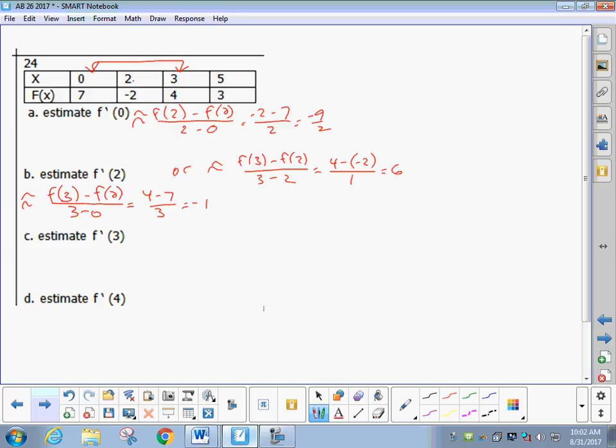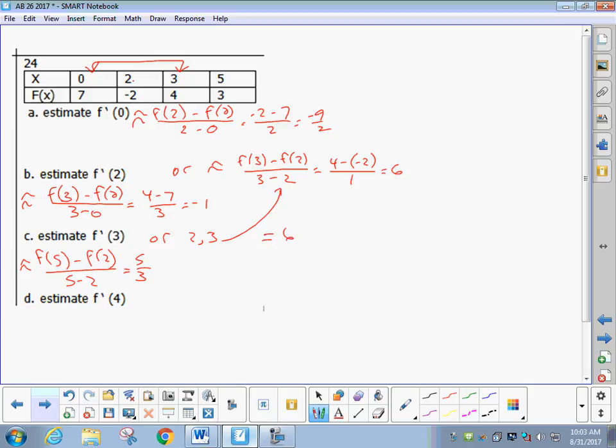F prime at 3. Again, you have a choice between, should I go on either side? If you use the symmetric approach, you could go f at 5 minus f at 2 over 5 minus 2. So I would take 5 over 3. That's symmetric, one on each side. If you use the one-sided approach, you'd use 3 and what point? 2 or 5? 2, because it's closer. And obviously then it would come out the same. Or 2 and 3, which is equal to 6.